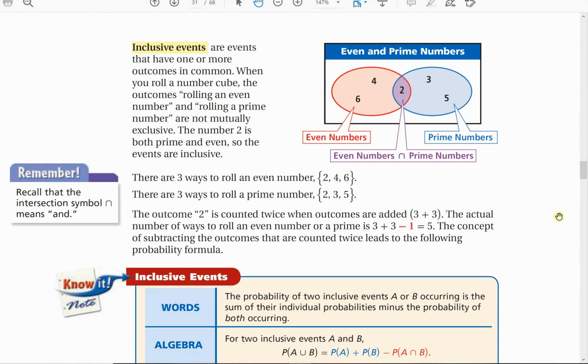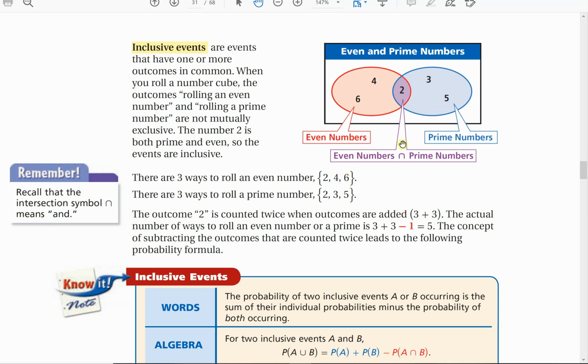Inclusive events are events that occur that have one or more outcome in common. When you roll a number cube, if I say what's the probability of rolling an even or rolling a prime, those are not mutually exclusive because 2 is a prime number. It's both. So here's the Venn diagram for that situation in particular, but you're going to have some overlap here. The even numbers are 2, 4, and 6. The prime numbers are 2, 3, and 5. So 2, excuse me, counts for both. So you don't want to count it twice.